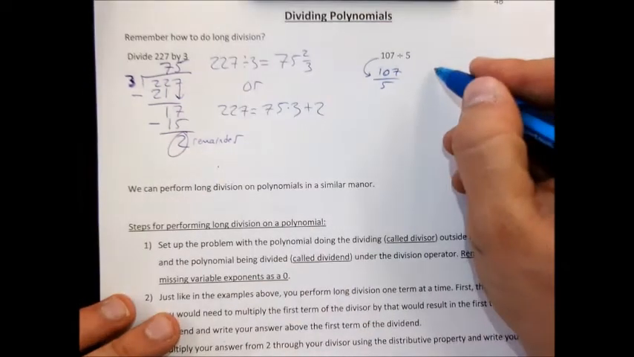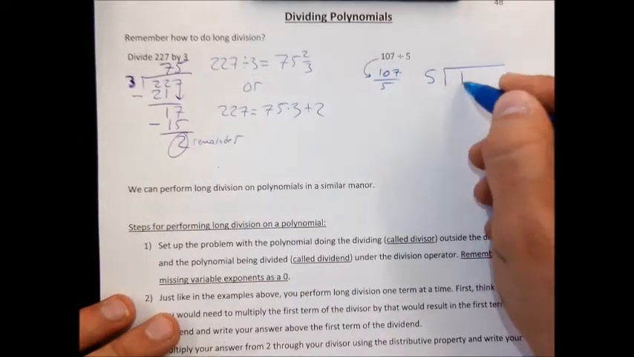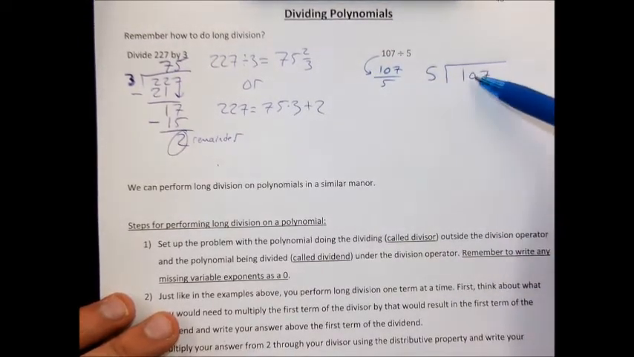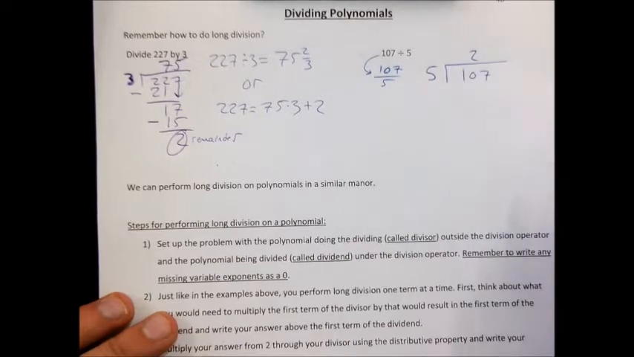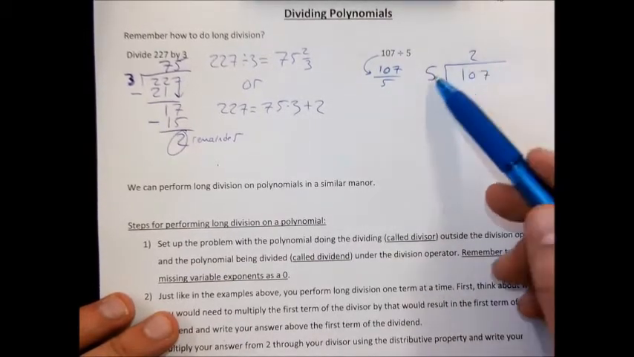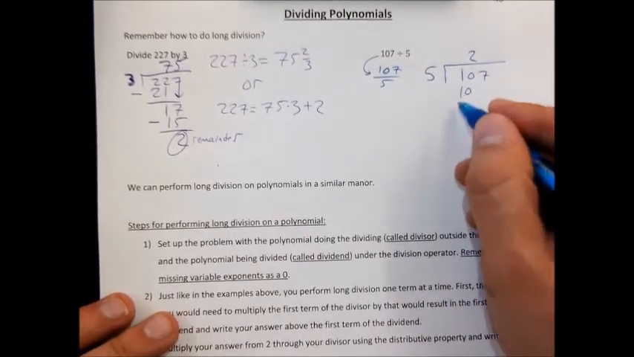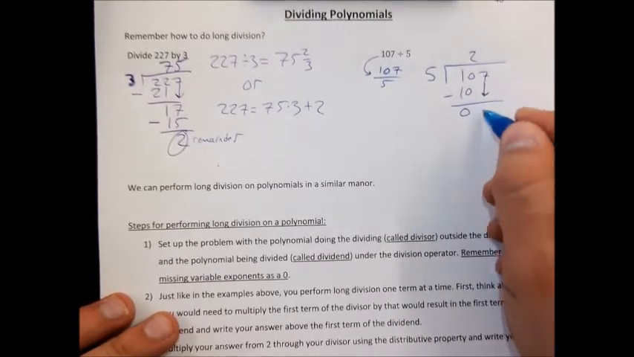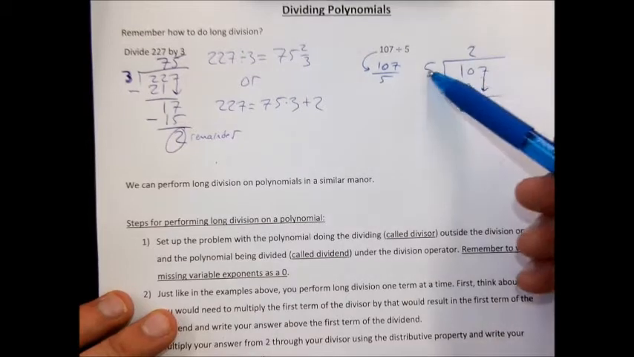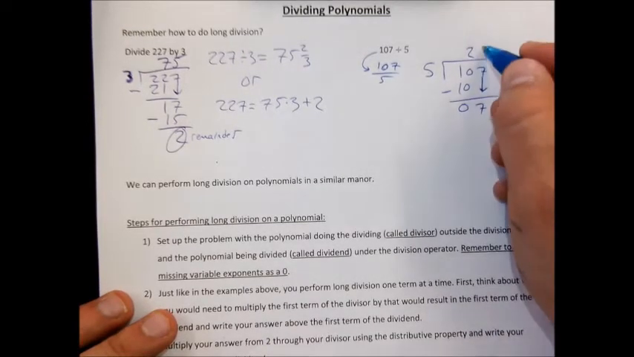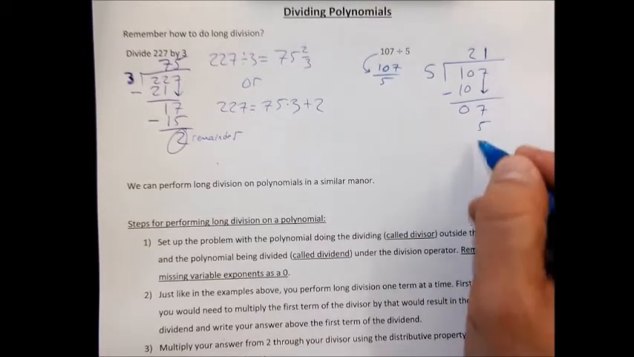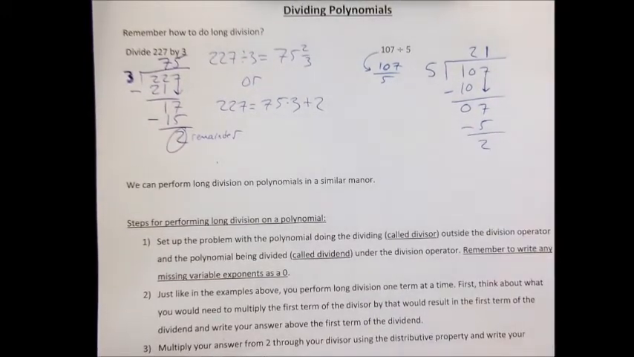And anyway, you can do this one similarly, right? You write the 5 out front, the 107 inside the division sign, and then we say 5 goes into 10 2 times. You multiply the 2 times the 5 to get that 10 and subtract. And then you bring down the 7. And then we say 5 goes into 7 one time. Multiply the 5 and the 1 to get 5. Do the subtraction to get 2. And again, that's our remainder.